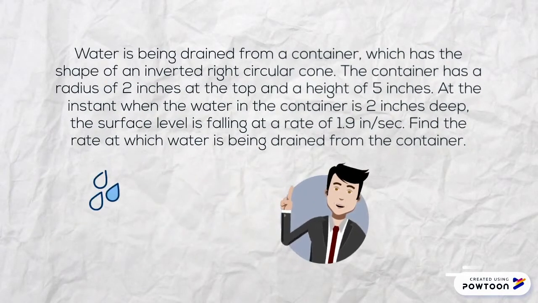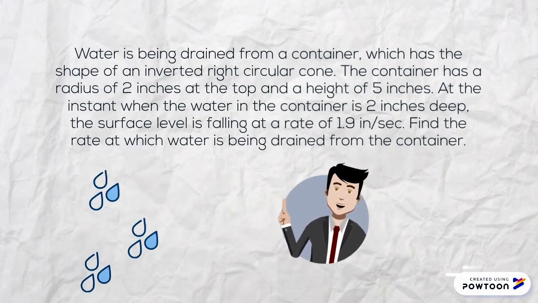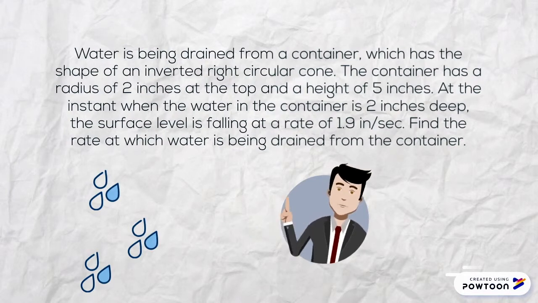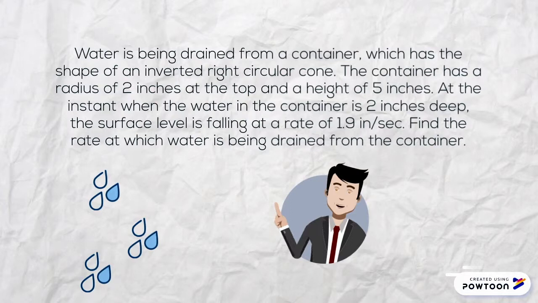Water is being drained from a container which has the shape of an inverted right circular cone. The container has a radius of 2 inches at the top and a height of 5 inches. At the instant when the water in the container is 2 inches deep, the surface level is falling at a rate of 1.9 inches per second. Find the rate at which water is being drained from the container.